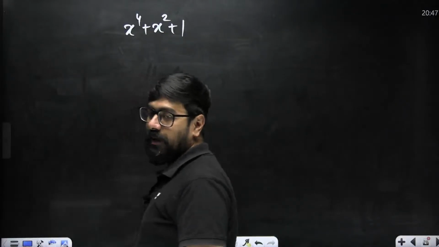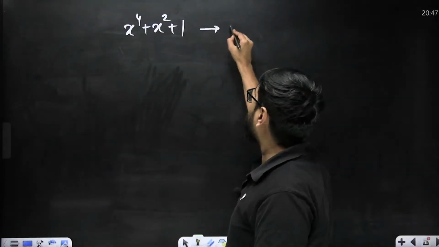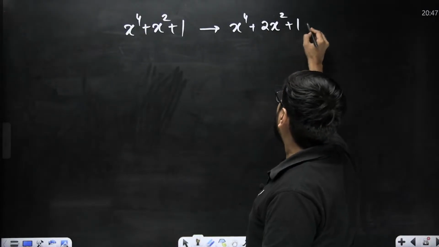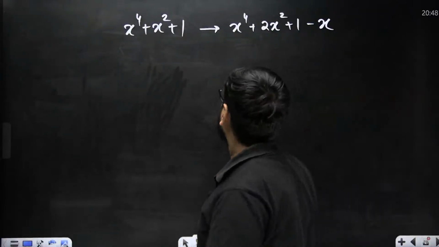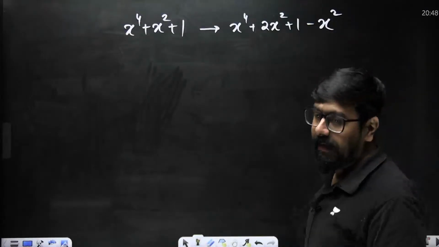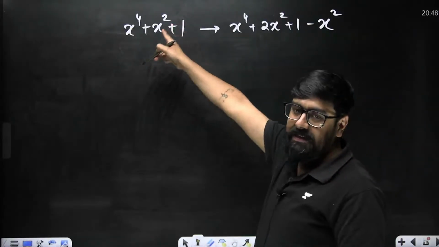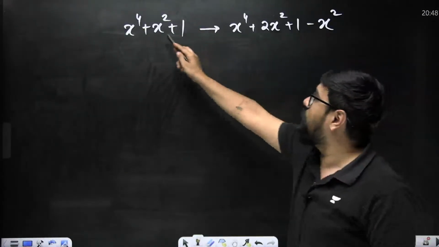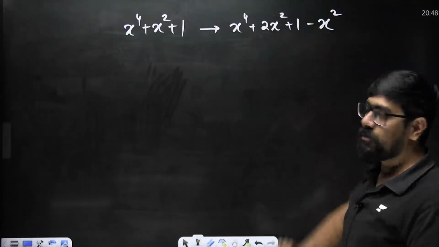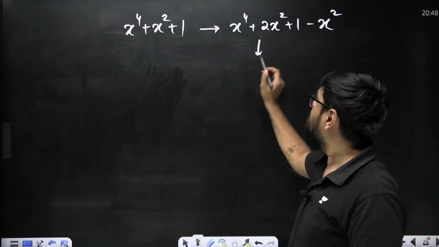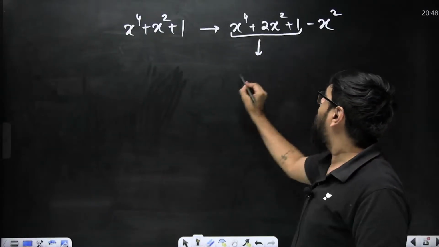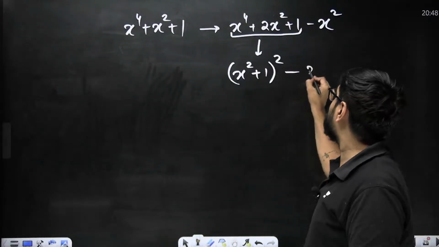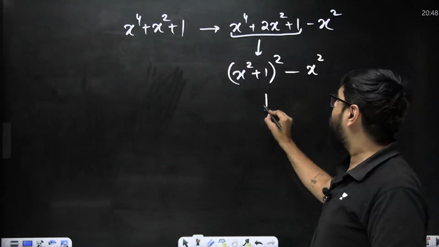Whenever you see this expression, you can actually write it like this: x to the power 4 plus 2x square plus 1 minus x square. Can I write it like this? I just added x square and subtracted x square. The plus x square I added with x square, so it became 2x square, and minus x square I wrote over here. Why did I do this? Because this particular thing I can write as x square plus 1 whole square, and this minus x square. And after this I know what to do.